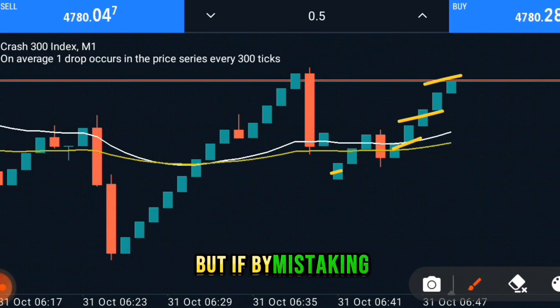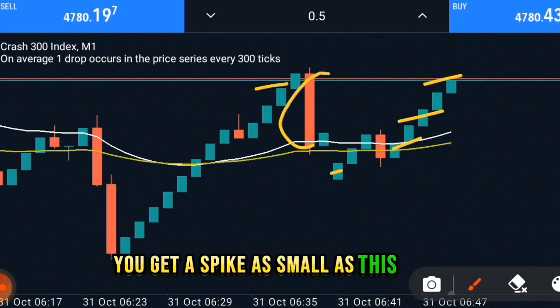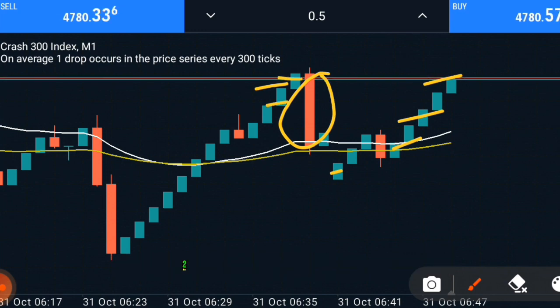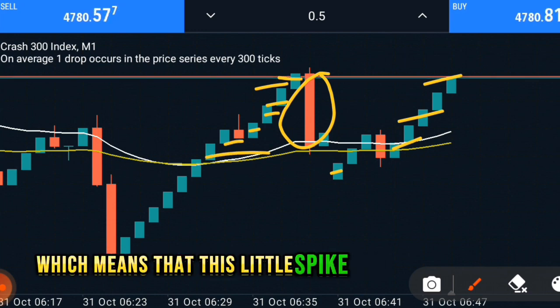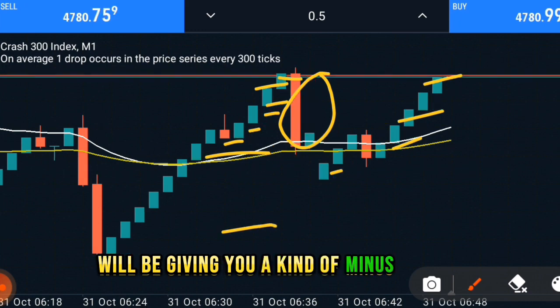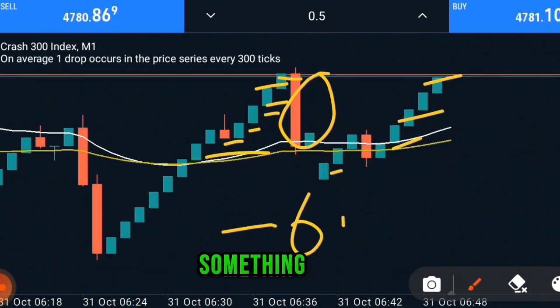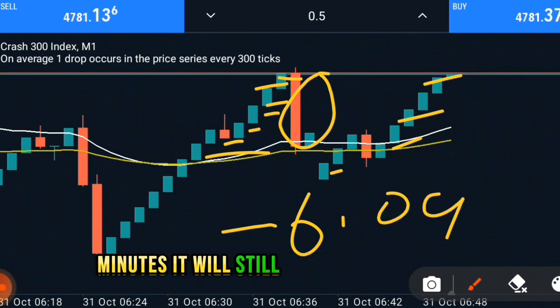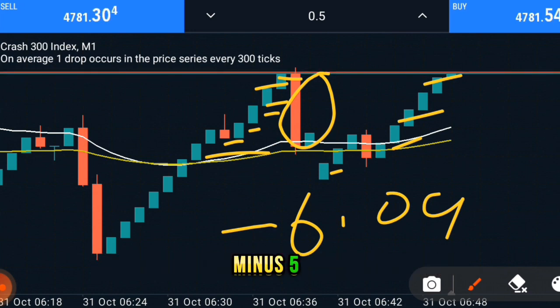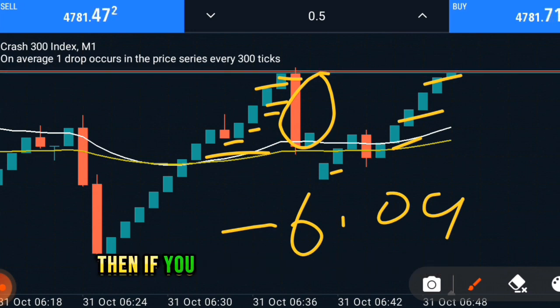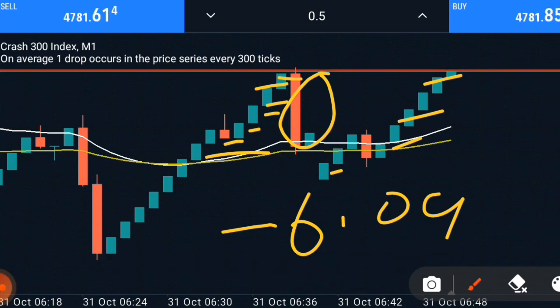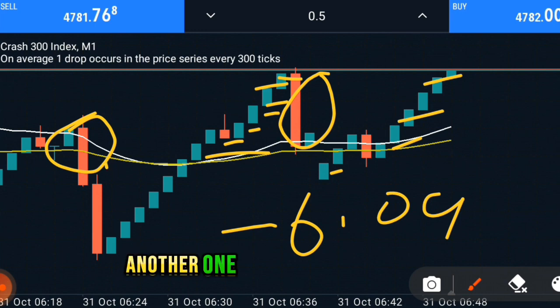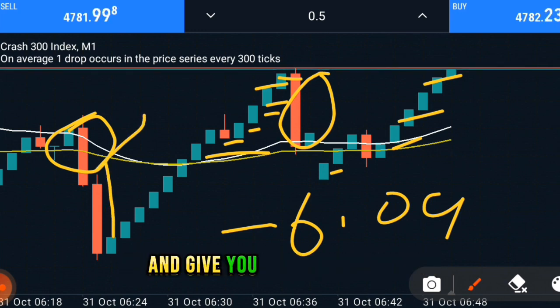But if by mistake you get a spike as small as this spike, check it, 1, 2, 3, 4, 5, a little bit. Which means that this little spike you are seeing here will be giving you a kind of minus 6 point something, like 0.9 or something of that nature. And within few minutes, it will still be reducing to -5, -4. Then if you are doing it and peradventure another one comes up like this, when you think it should go back and give you back your money, another one will come up like this. That is more loss.